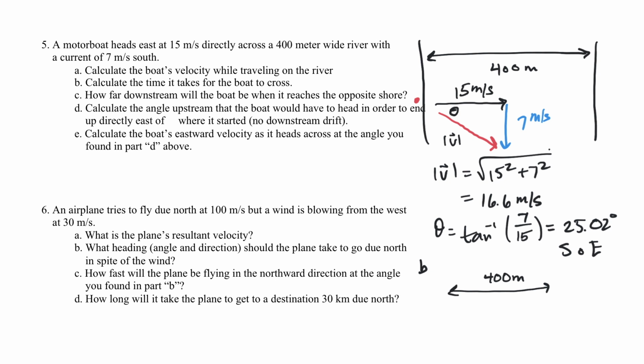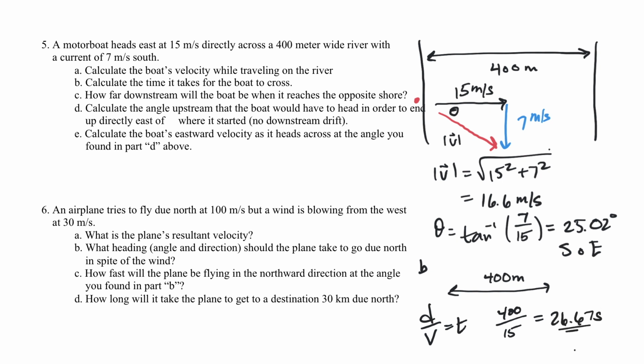So what's the formula for velocity, speed, and distance? How do you say it? D over V equals T. There's a lot of ways you can write this out. We want time, so this is an appropriate form, right? So 400 divided by 15 is going to give us 26.67 seconds.